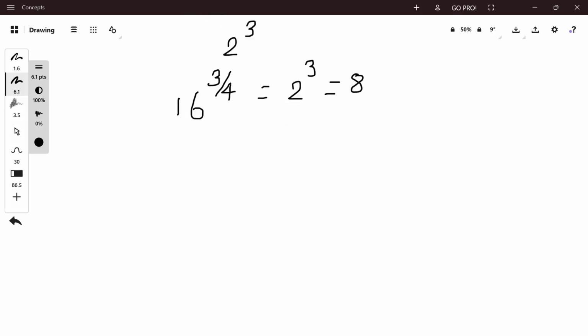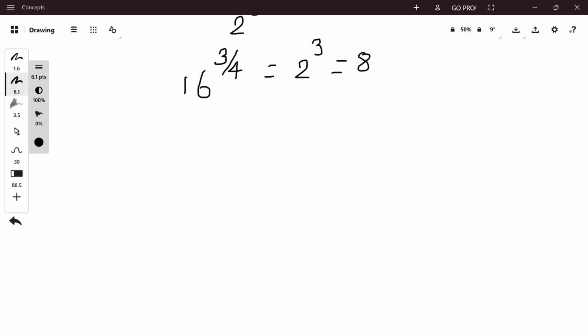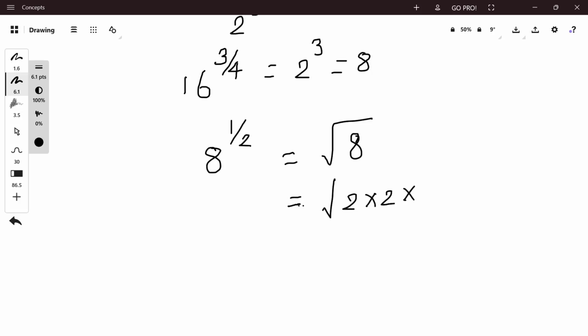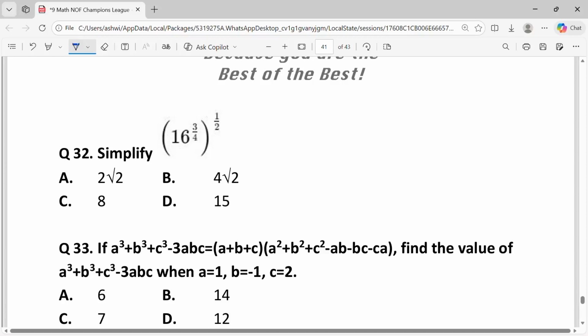Now substituting the result back into the original expression, we have 8 to the power 1 by 2, which is equal to root 8. Simplifying the square root, that is root of 2 into 2 into 2, that is 2 root 2. Comparing with the given options, the answer is A, 2 root 2.